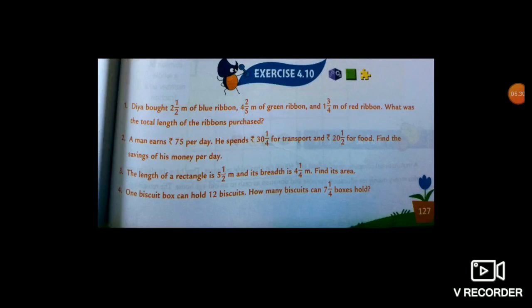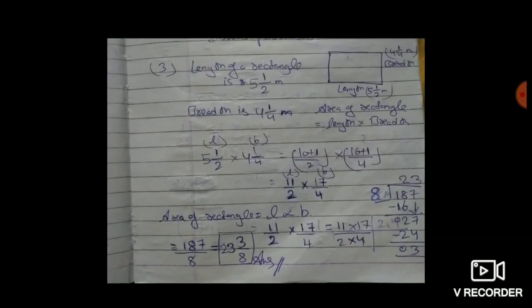Next, third one, I'm going to explain the third question from this exercise. The length of a rectangle is 5 integer 1/2 meter and its breadth is 4 integer 1/4 meter. Find its area. So here we find its area. Which method are we going to use in this question? Let's see. In this question we use the multiplication method.